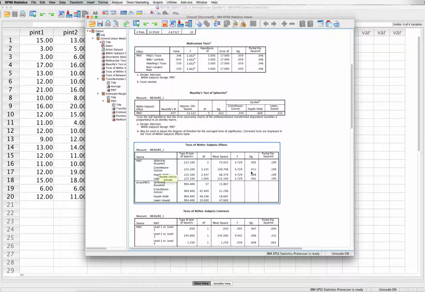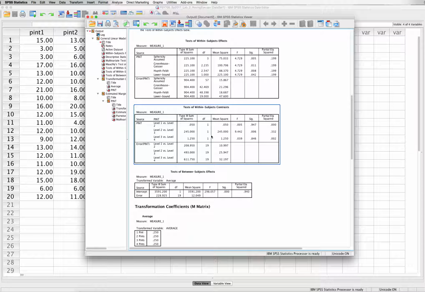So looking at the significance level, we find that it is significant. So when we are comparing different levels, there is some significant difference between the different contrasts we ran. Now, this is not telling us exactly where that difference lies, so we will have to further investigate. We will have to look at the tests of within-subject contrasts table.